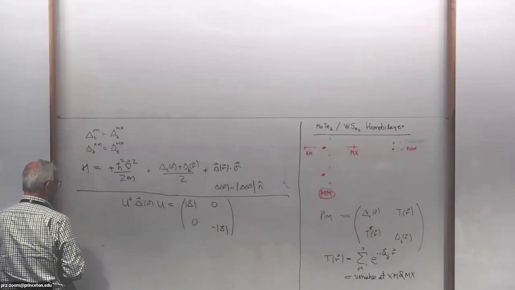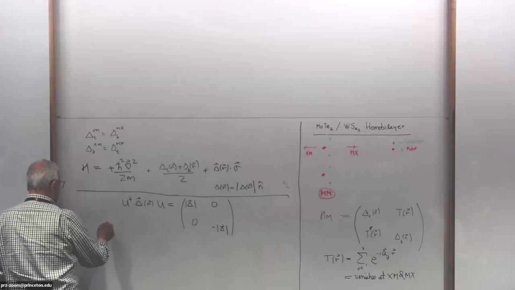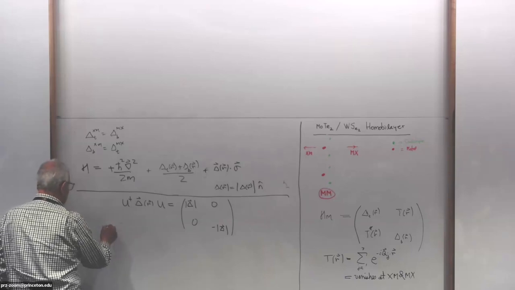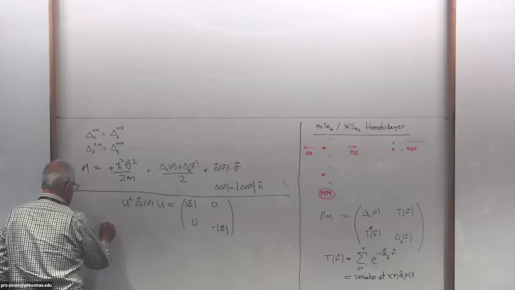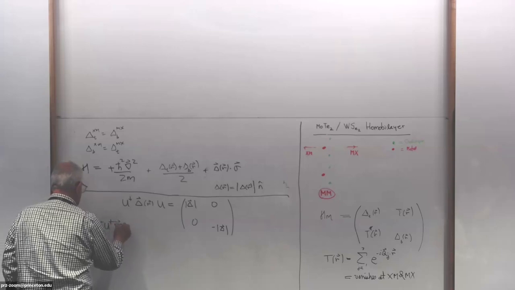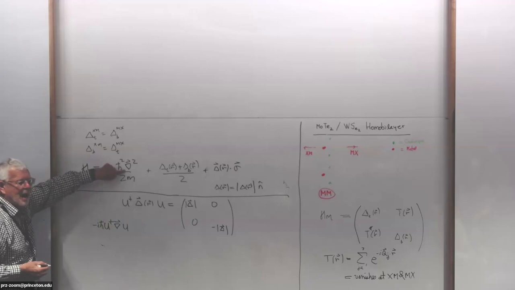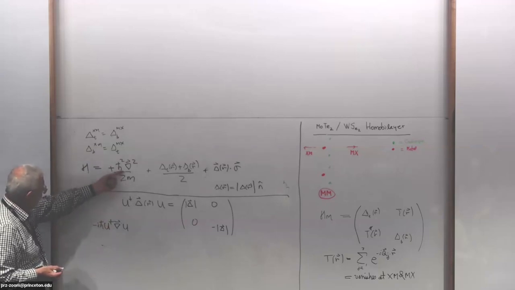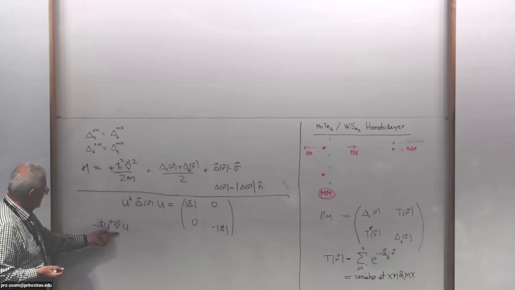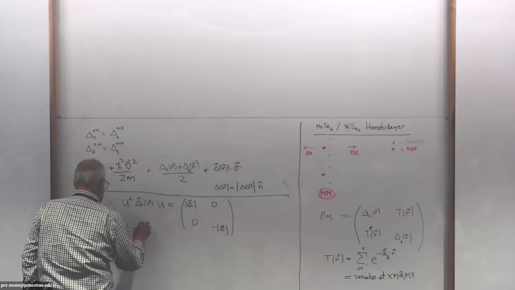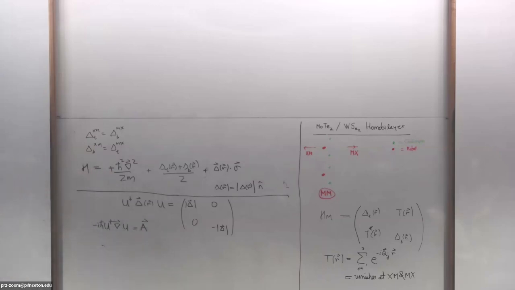You get a Berry connection, and let me define. So the Hamiltonian is minus p squared over 2m. When I let p act on u, I get a term like this, and let me call that the Berry connection.